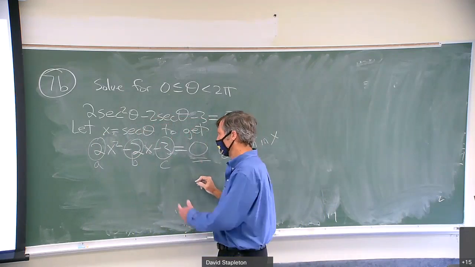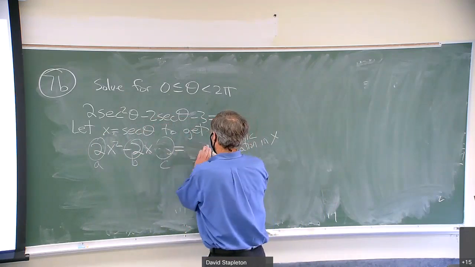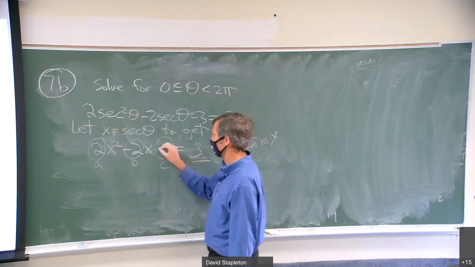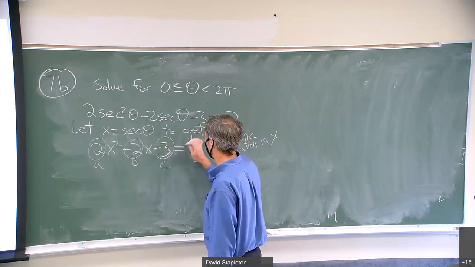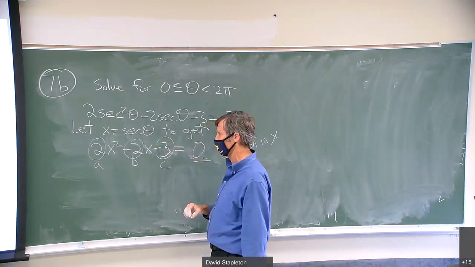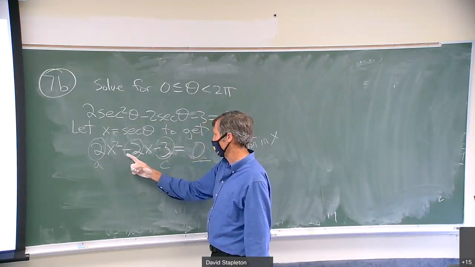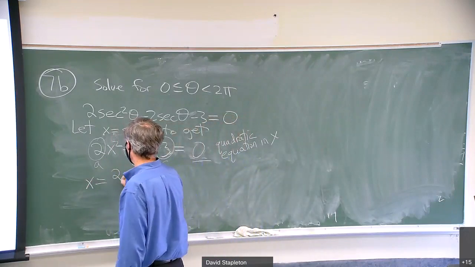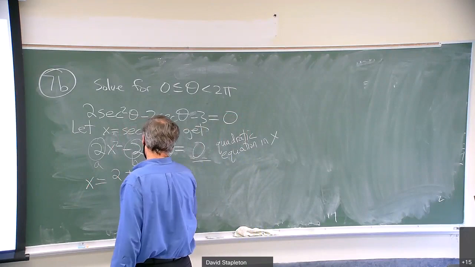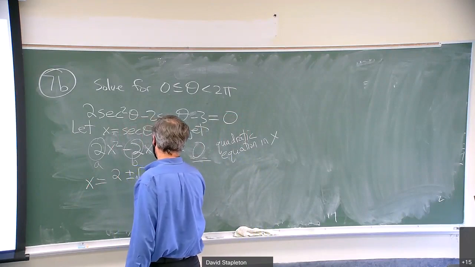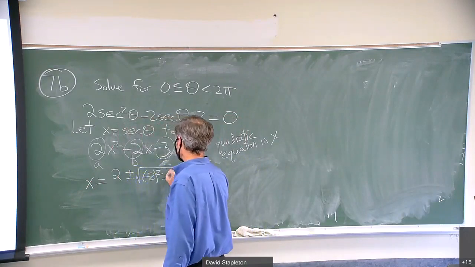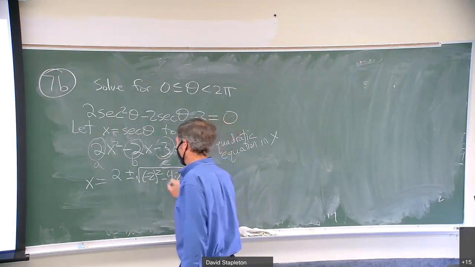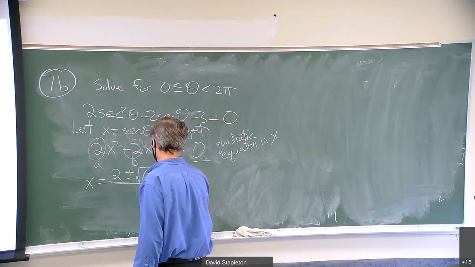If you put the 3 over here, then you might use c equals 3 in the quadratic formula instead of c equals minus 3. Put them all on the left and 0 on the right before you use the quadratic formula, so you get the right sign, plus or minus, on each of these. So x now equals minus b, which is plus 2, plus or minus the square root of b squared, which is minus 2 squared, minus 4 times a times c, all over 2a.